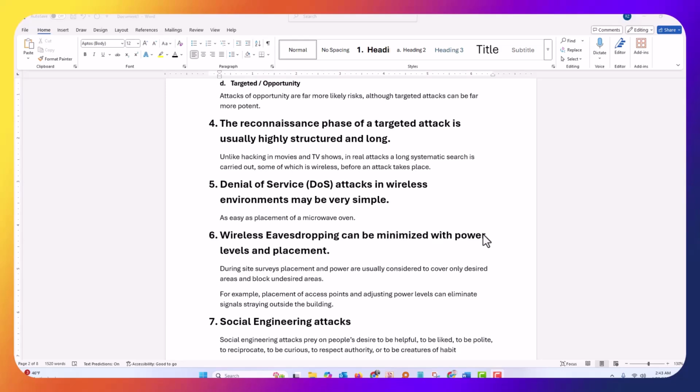Now, we often think about placement. We don't often think about power levels, but power levels are often very carefully set in a corporate or a public area so that signals only reach where you want them to reach.